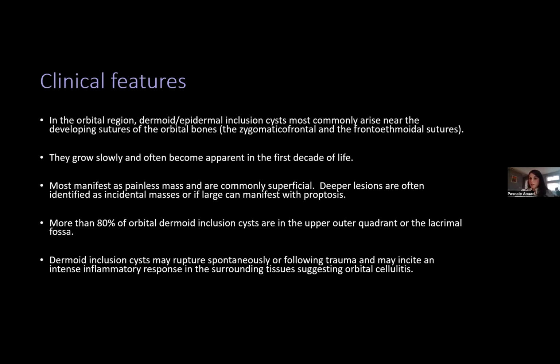However, the deeper lesions sometimes will not be identified and are just incidentally found, or if they are large, they can manifest as proptosis. More than 80% of orbital dermoid inclusion cysts occur in the upper outer quadrant of the orbits or in the lacrimal fossa. They can be either within the bone or within the soft tissues of the orbits. Dermoid inclusion cysts may rupture spontaneously or following trauma. And in this case, there will be an intense inflammatory response in the surrounding tissues, which can mimic orbital cellulitis or even an aggressive tumor.